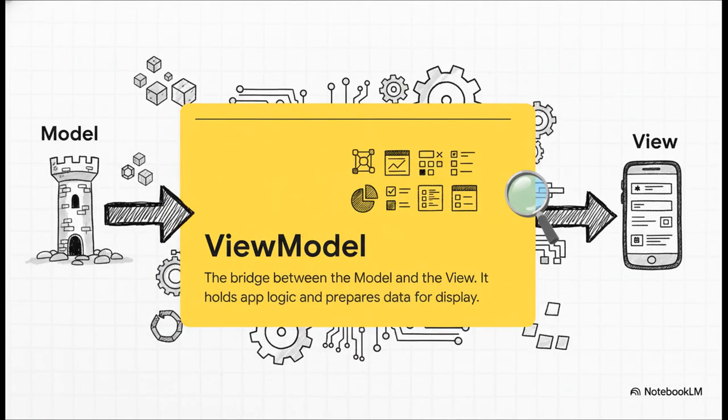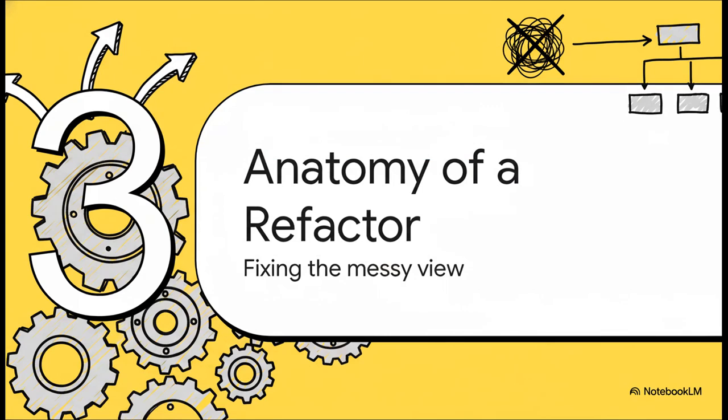So if the model is the data and the view is the UI, who does all the work? That's the ViewModel. Think of it as the bridge between the two. It's the brains of the operation. It takes the raw data from the model, prepares it so it's ready to be displayed, and it handles all the logic when the user interacts with the view. This is where all that messy code we saw earlier is going to live. Okay, enough theory. Let's see this in action.